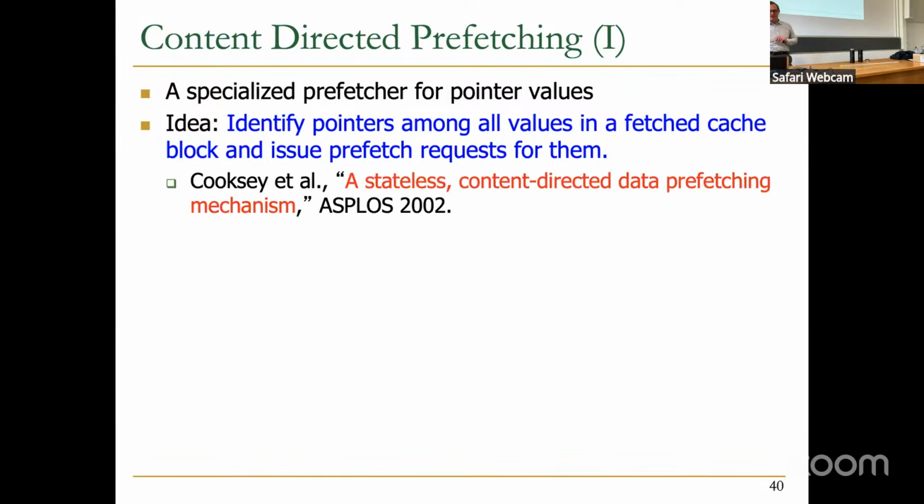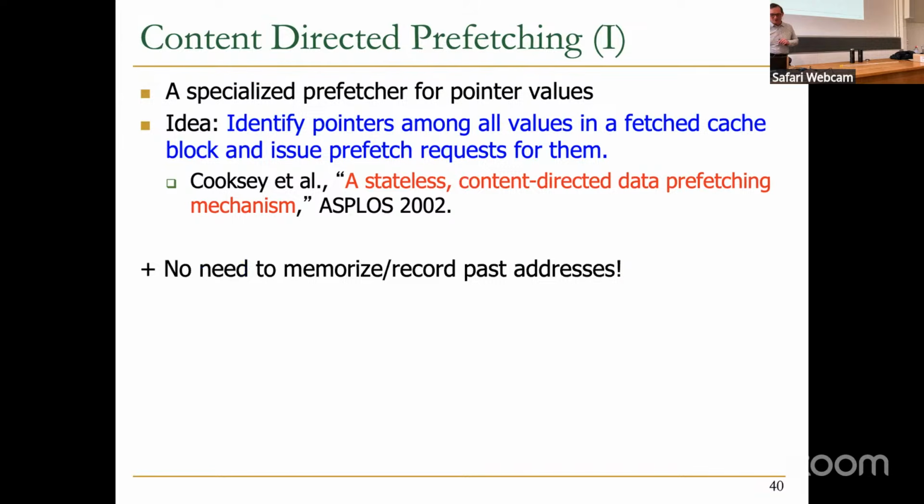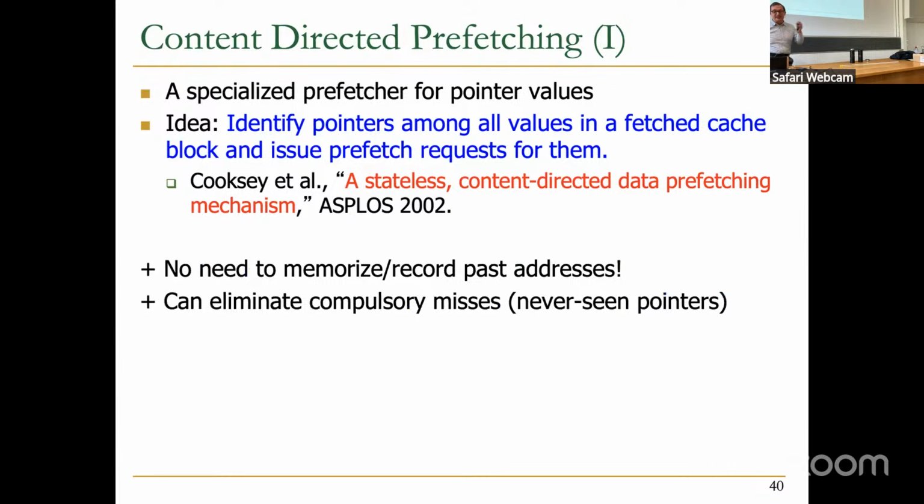This is actually Bob Cooksey, ASPLOS 2002. It was rejected multiple times also before getting into ASPLOS. It's a beautiful paper. But basically, the huge advantage of this is you don't need to record anything. Everything that you're looking for, at least with this mechanism, is inside the cache block. The data values inside the cache block, some of them are addresses because they point to some data structures. That's the idea. So it's very low cost. It can eliminate compulsory misses, never seen pointers, basically. The program never touched a pointer, but it's inside your cache block, right? So you can actually generate that address.